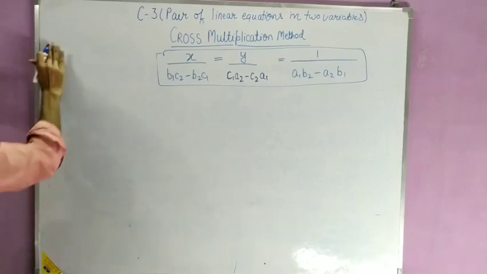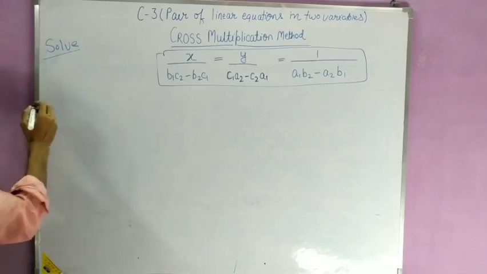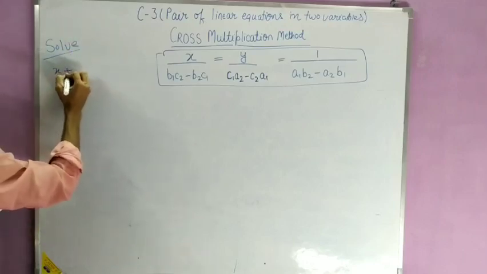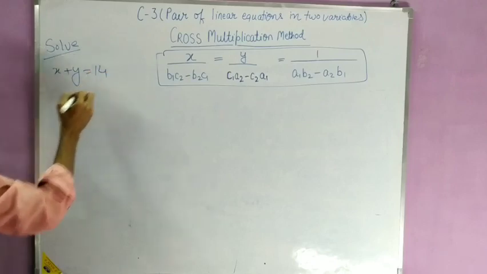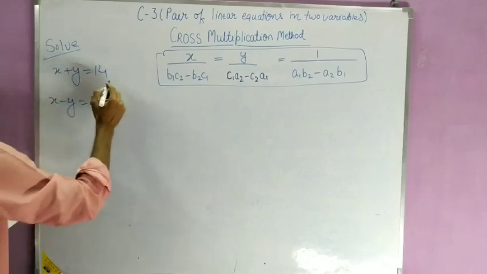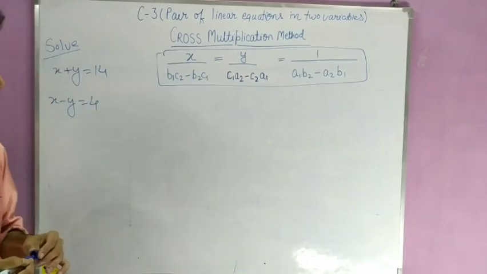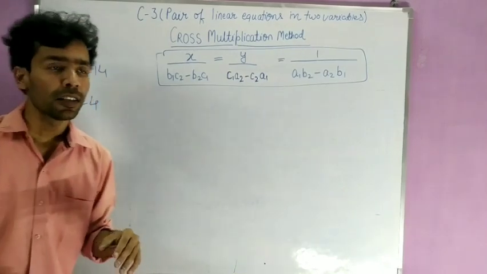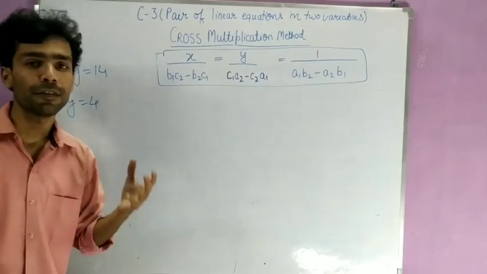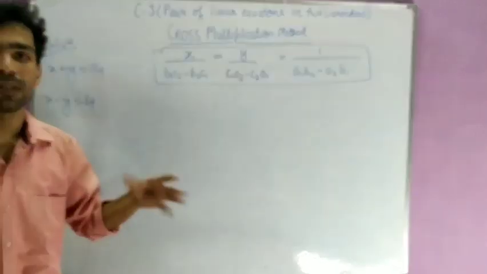Suppose a simple question like this. Solve x plus y equal to 14 and x minus y equal to 4, and you have to solve this question by cross multiplication method. Suppose it is a simple question, you have to find the value of x and y from cross multiplication method. Means you have to solve these two equations by cross multiplication method.